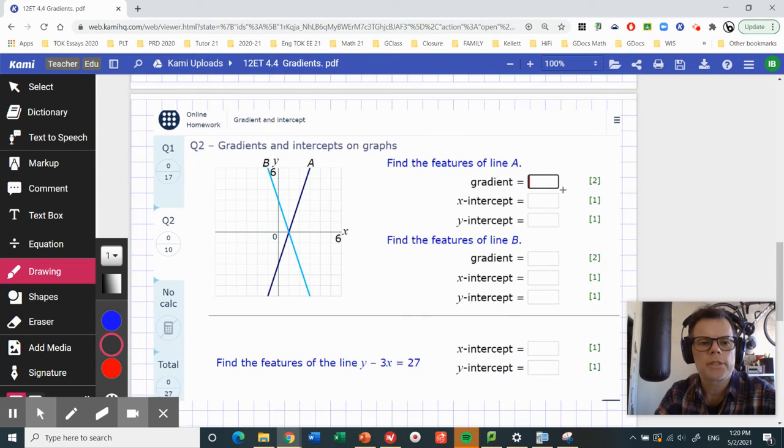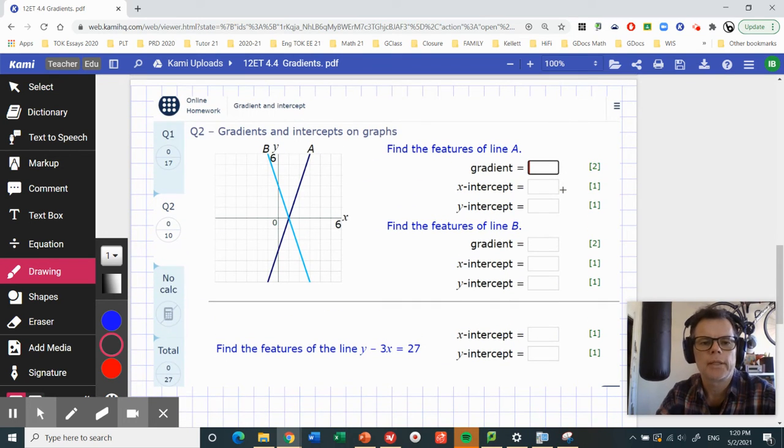Okay, moving down here, this is the second question of the online homework, and nicely they just give you the lines and you've got to work out the gradient, the x-intercept and the y-intercept. So in this case, there's line A. We can just look at it straight away. I can pick 2 points on that line. Maybe do the lesson just to remind you what these are. Pick 2 coordinates on the line, and that rises 3 for 1, so the gradient's 3.